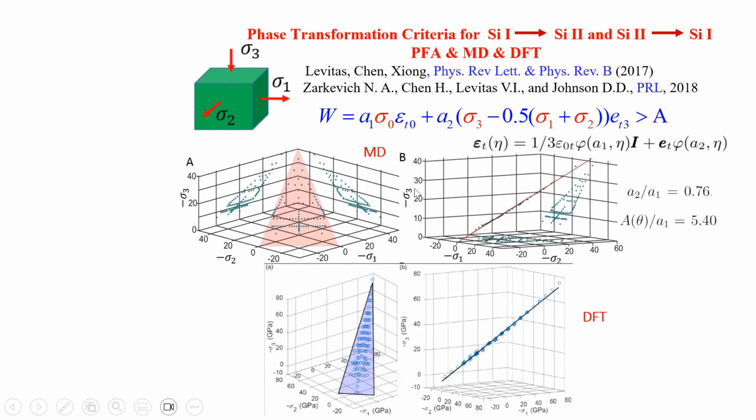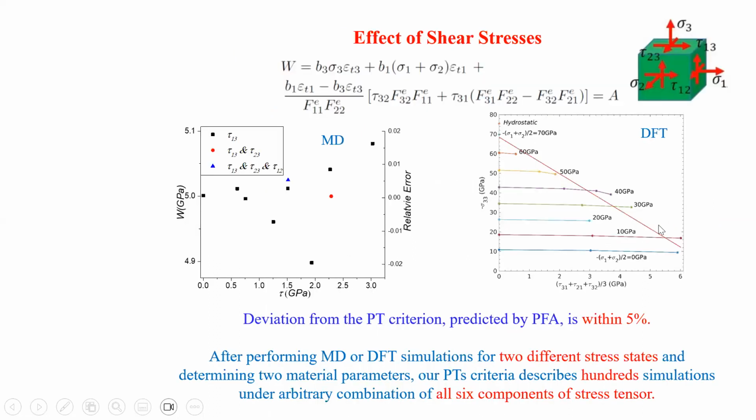Then we twist this plane until it's visible like a line, and you see dots here are results of molecular dynamics simulation, and here results of DFT simulations. So this strongly confirms our prediction and also allows us to determine 2 material parameters. When we add 3 components of shear stresses, we have an additional term here, but again, deviation from prediction in MD and DFT is within 5%.